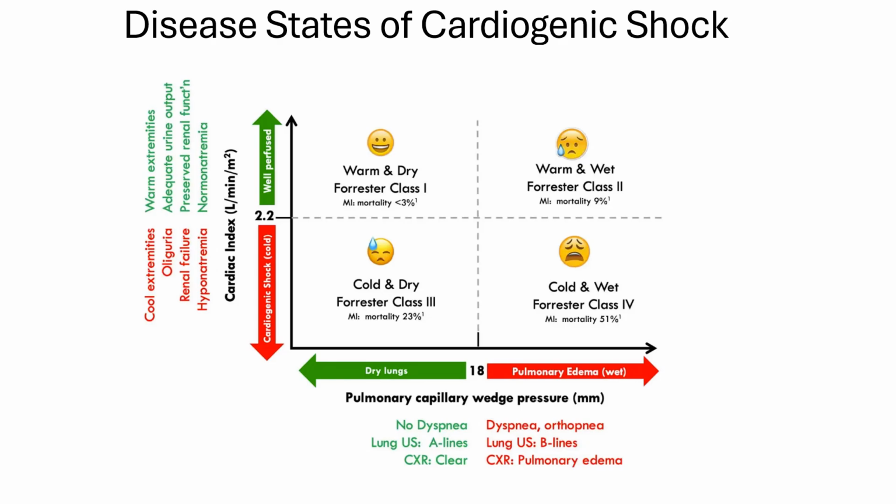Now you move over to the far right quadrant, you're going to see him with a very sad face, crying, oh man, this is a cold and wet Forrester class 4 with a mortality as high as 51%. So these people are cold and wet. They need inotropic support. They need diuresis. They may need some other advanced medications that the ICU can only give them. So this is a nice little disease state classification with the Forrester, and I like it because it's got smiley faces. So this is one way you can group these types of patients in your head.